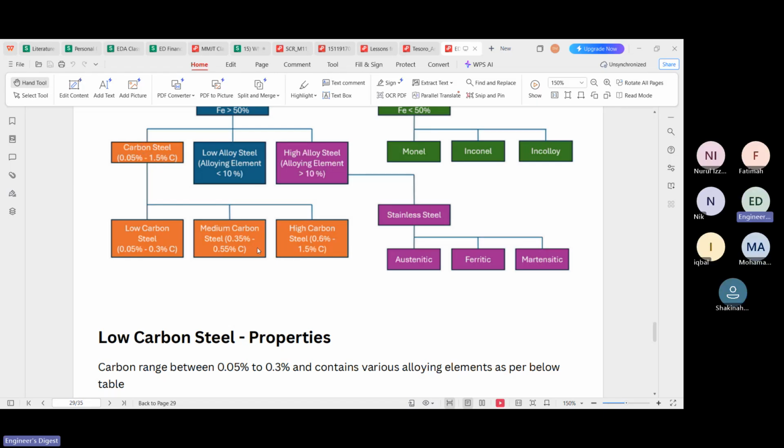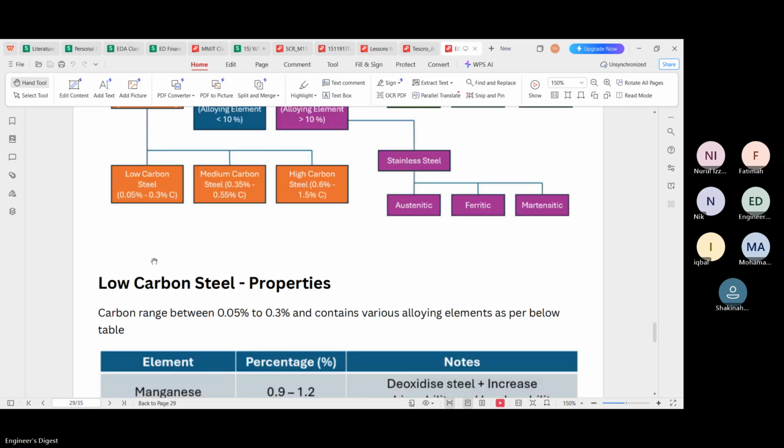The reason is that when we have a higher carbon, the strength is increased, but weldability becomes an issue. It's very hard to weld. It is prone to crack when welding. So we want to limit the carbon content to below 0.3%. For Petronas, PTS is also limiting this carbon content to, I think, about 0.24%.